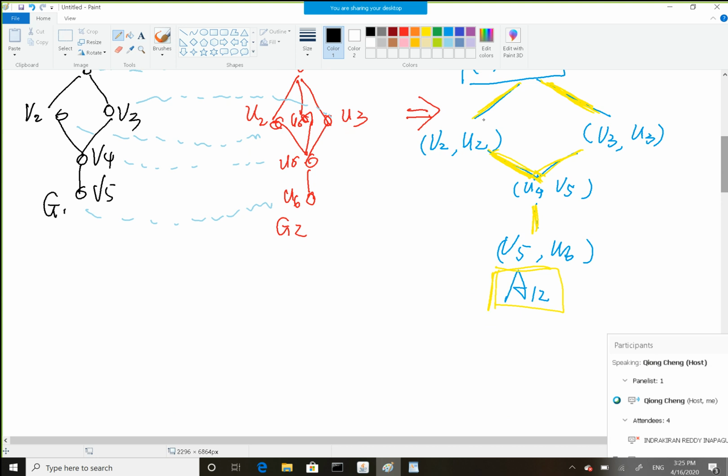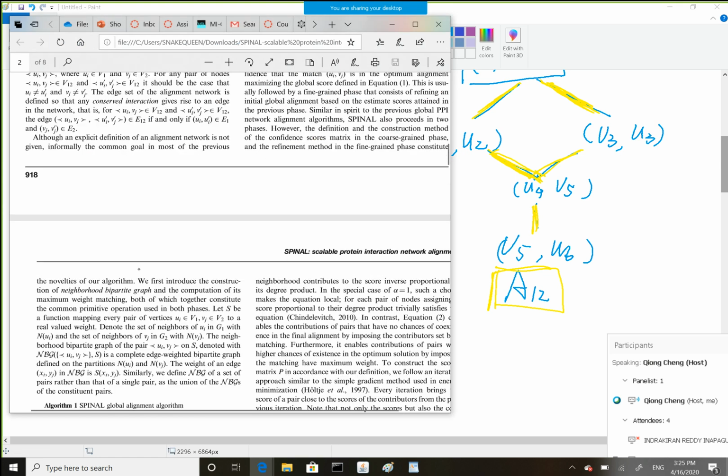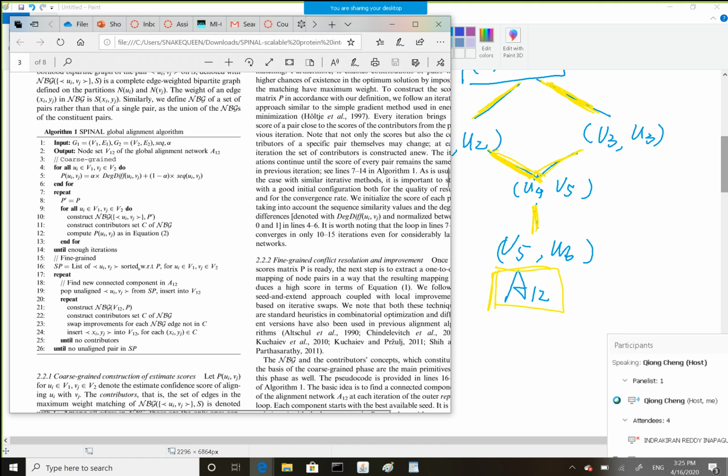Now I'm going to the author's method. And what the author does, take a look at the algorithm. Go to the page. Let me show you the paper. Go to the page. This one. Can you see?